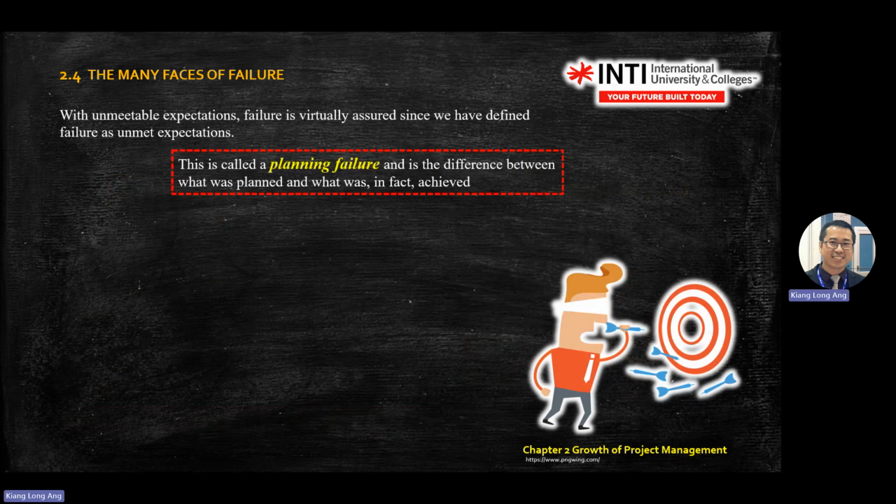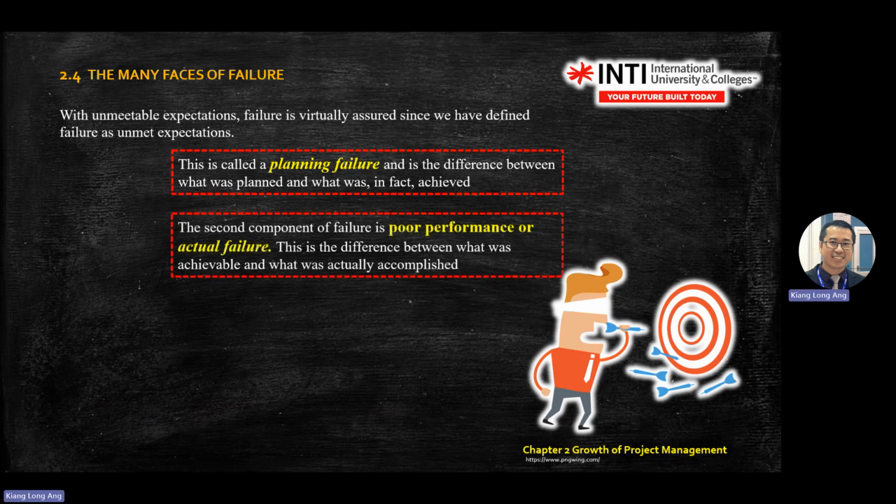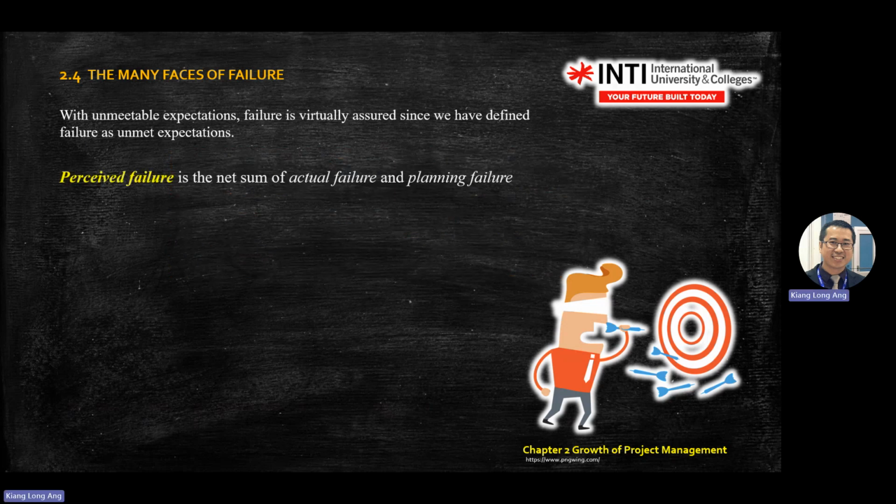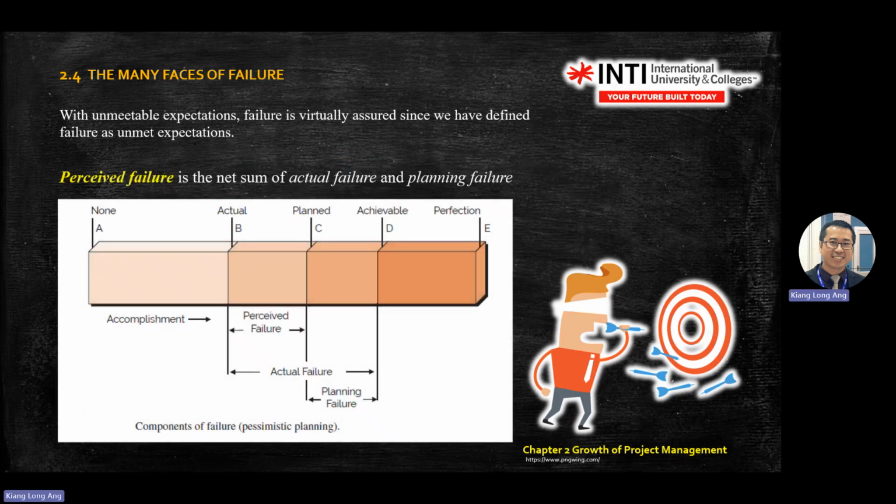Okay, so you know about success. Failure is just the opposite. It means you're not achieving the three things: time, cost, quality. Not meeting these three means it's failure. Okay, then poor performance or actual failure are also different, right? So another wording that you learn today is called perceived failure. Perceived failure has two components: actual failure plus the planning failure. You combine them, it becomes perceived failure.